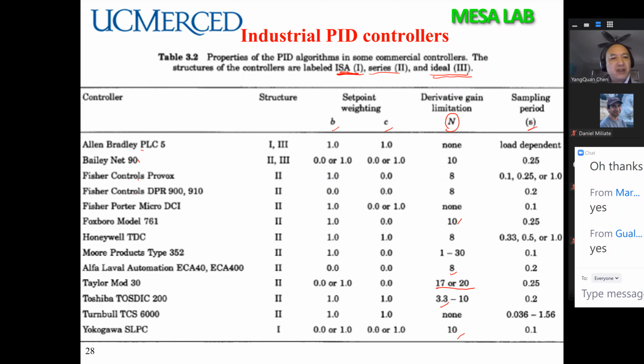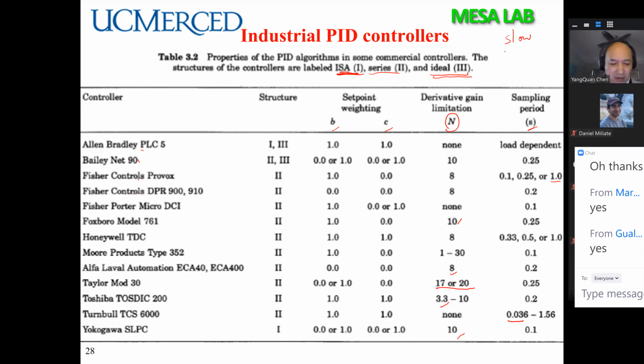Sampling periods, okay? You can see these are in seconds. So it is usually small for a slower system, like 36 milliseconds. Some of them are big, like 1 second. Those are for slow systems, like temperature, like those process controls. But if you have a very fast system, like motion or a robot, you probably need to use a faster sampling rate.